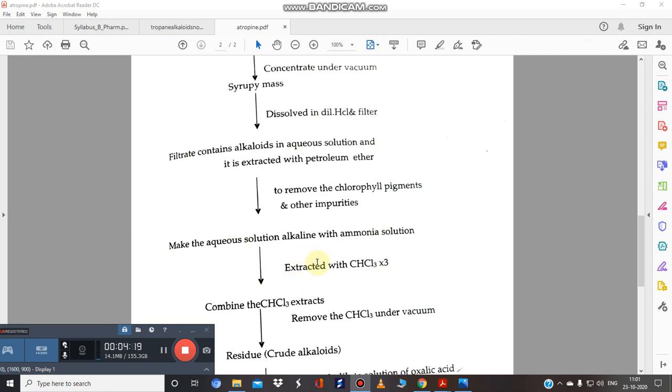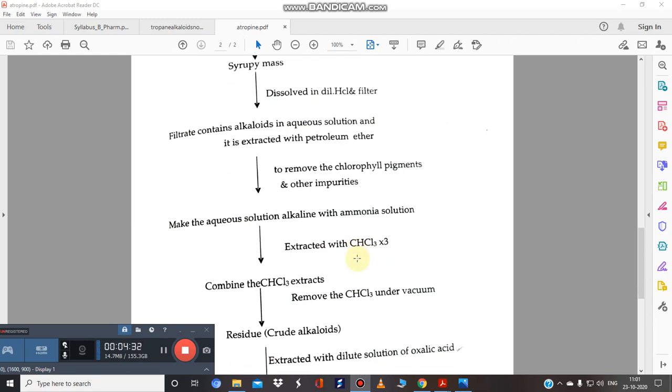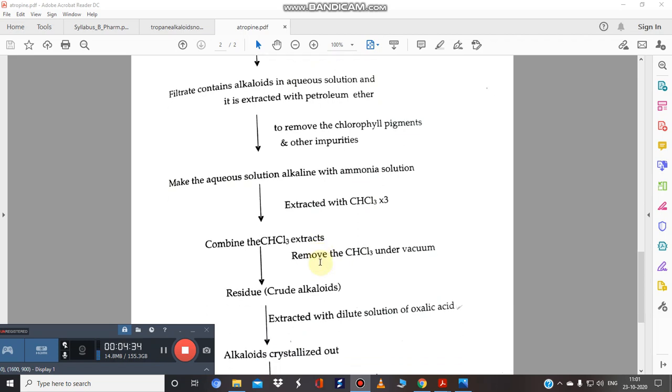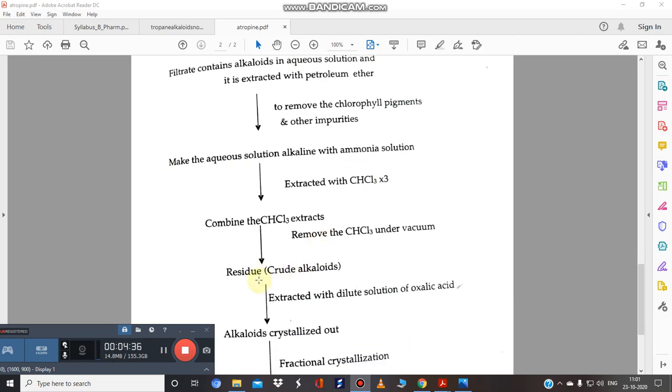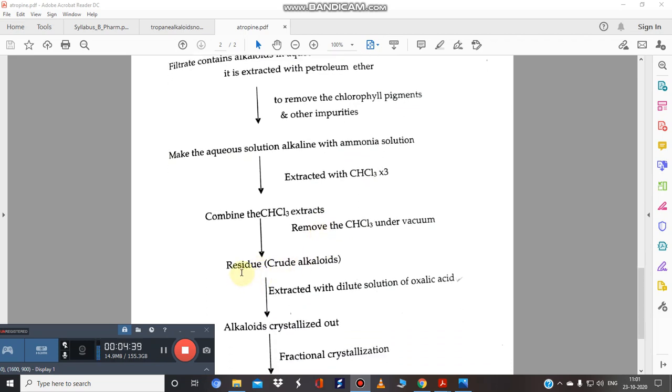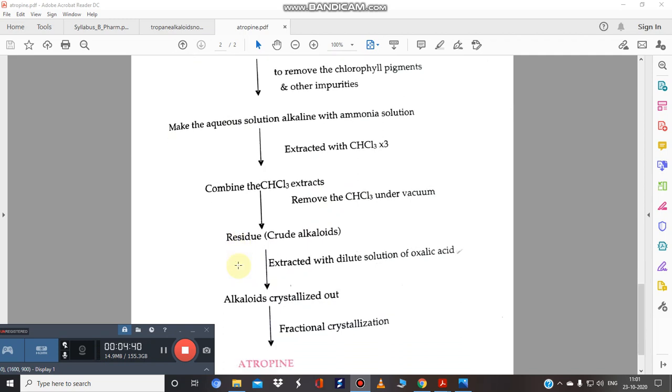Then we will again extract it with chloroform, because we know alkaloids, especially atropine, have high solubility in chloroform. We will extract it at least 3 times with chloroform, combine the extracts, and concentrate it, and we will find a crude alkaloid as a residue. Then we will use again an acidic solution.